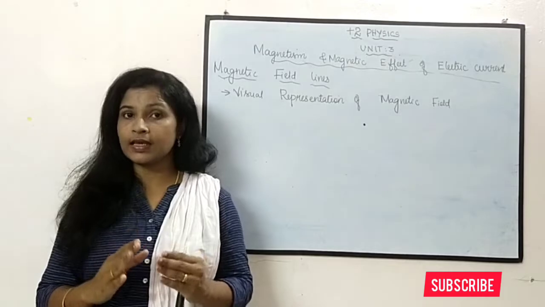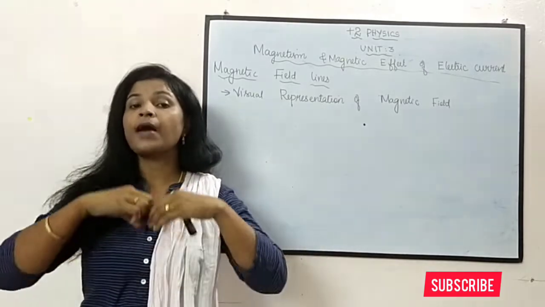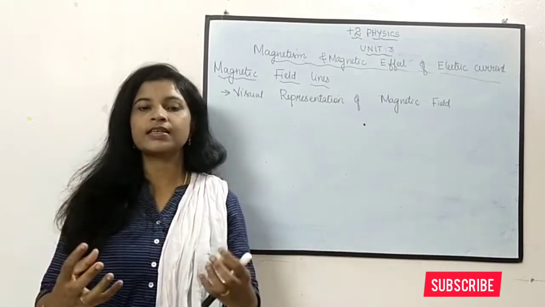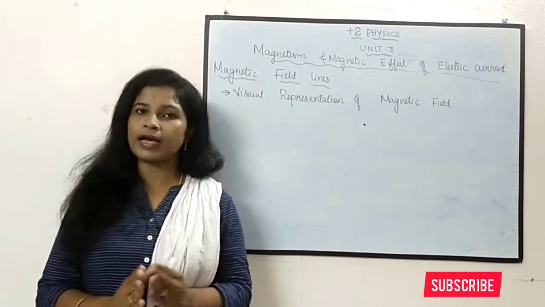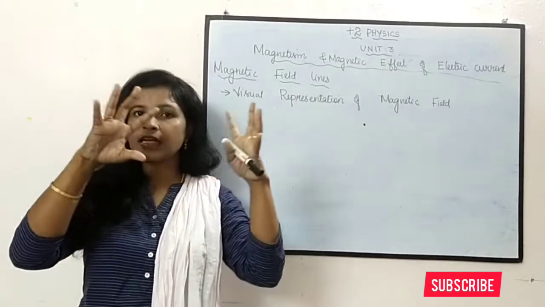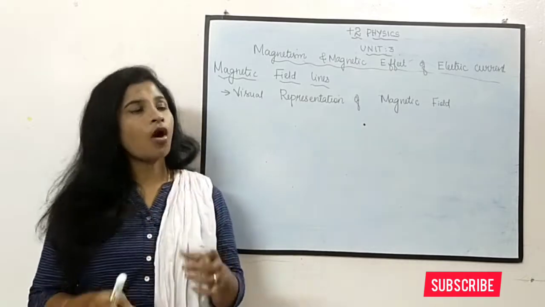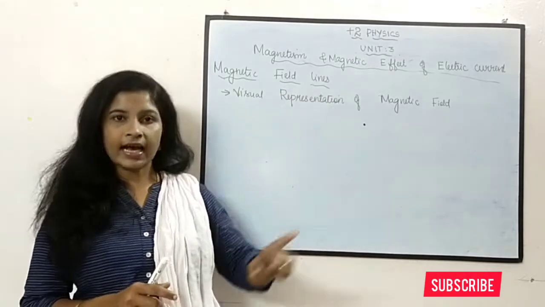Magnetic field is nothing but the region around the magnet in which the influence of the magnet is there. Around the magnet, as far as its magnetic influence, its effect, extends, we will call it the magnetic field. Okay. Then what are magnetic field lines?